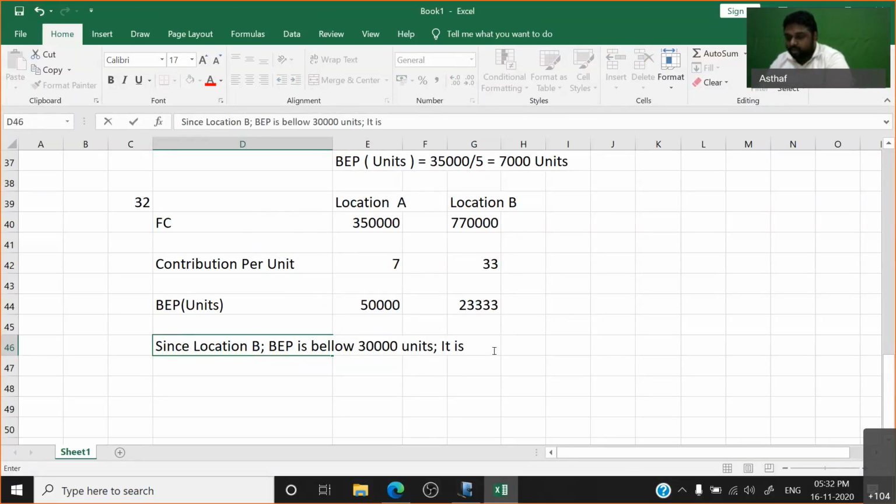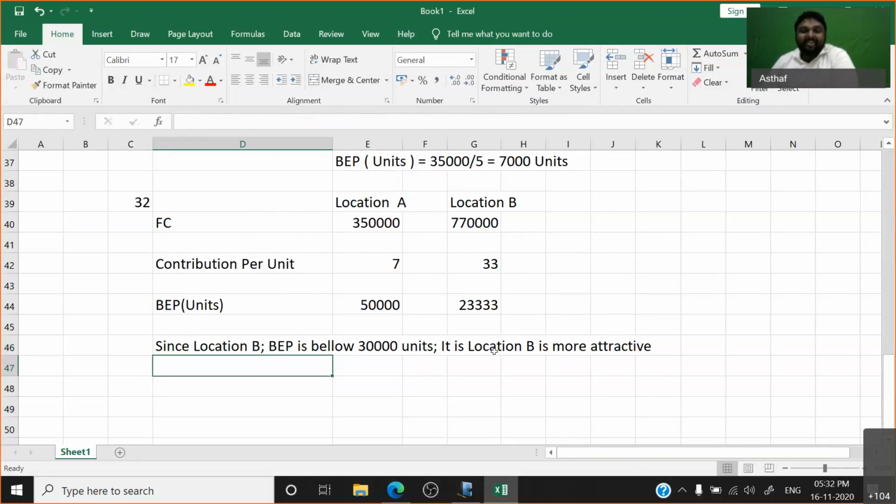At 30,000 units, location B is more attractive. Why is B more attractive? Because with B we are getting more benefit. Look here, for A, at 50,000 units only then we will start to generate profit, whereas B, we will generate profit at 23. Because the break-even point is the level that tells you when you will get profit. So for A, we get profit only after 50, but B, we get it at 23. So the comment is what?